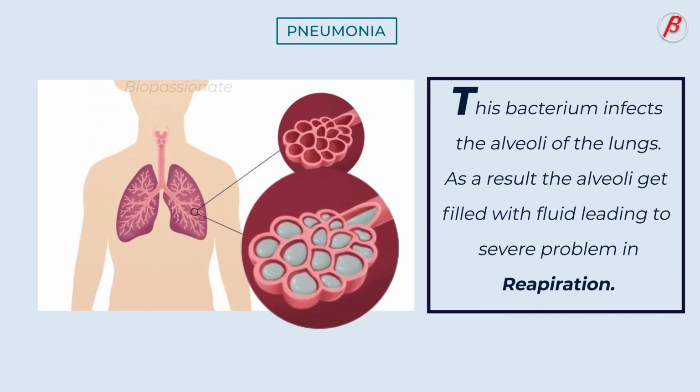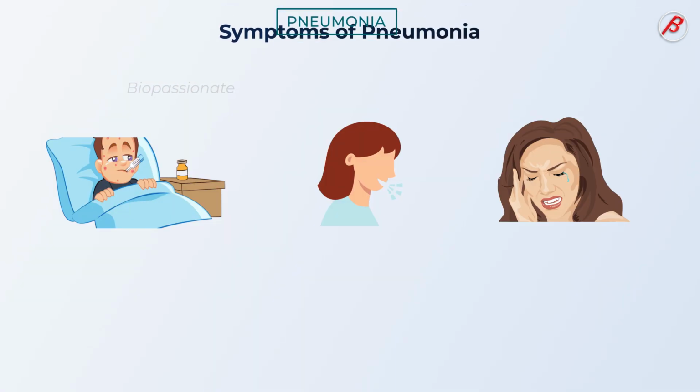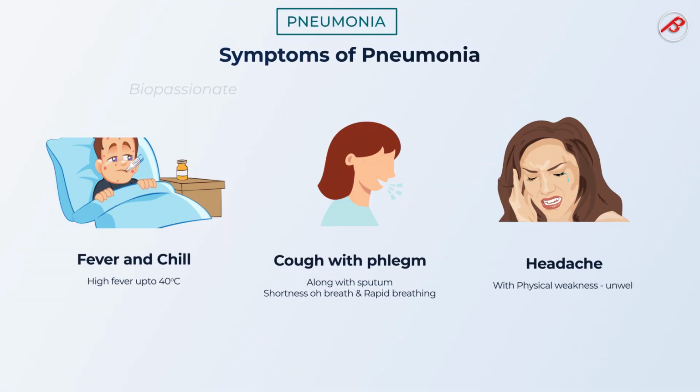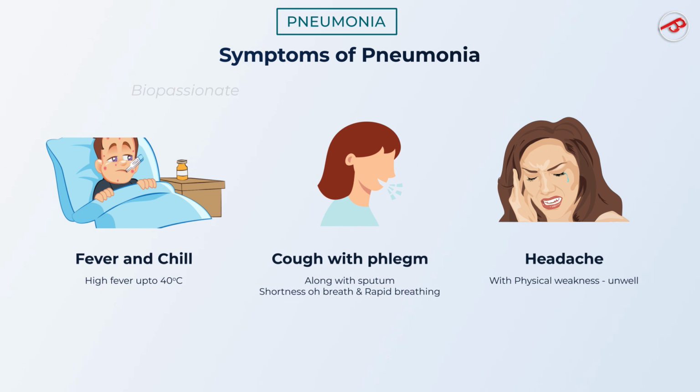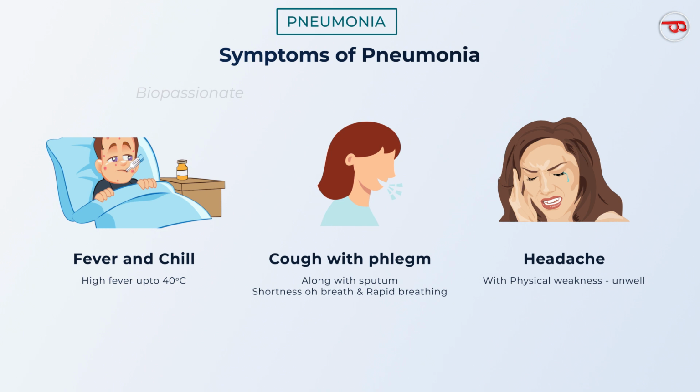The person suffering from pneumonia shows many symptoms, including fever and chill. Fever reaches up to about 40 degrees Celsius. Cough with sputum. Shortness of breath and rapid breathing. Headache, including physical weakness.